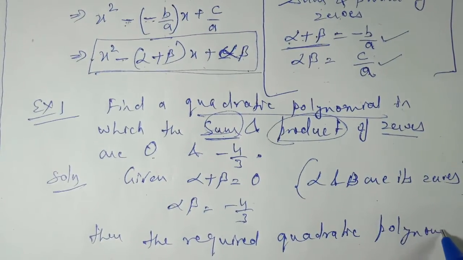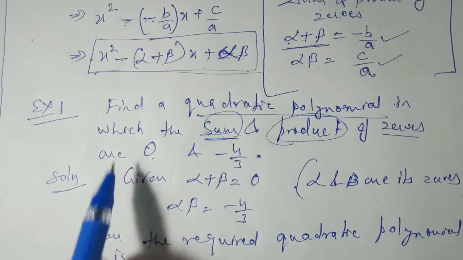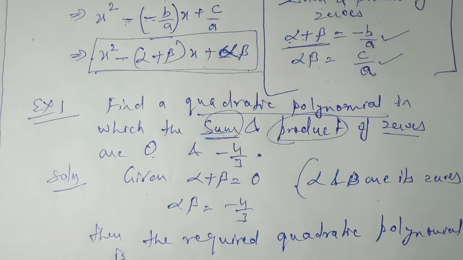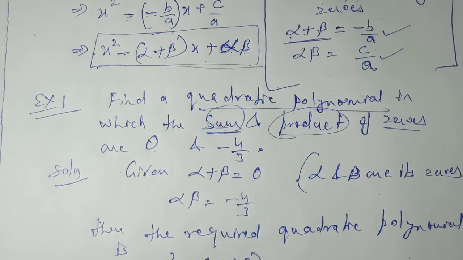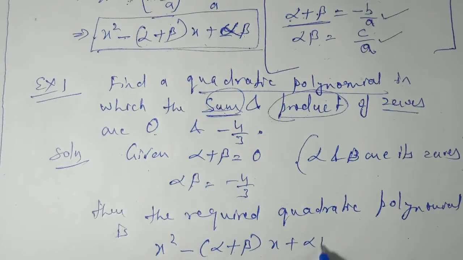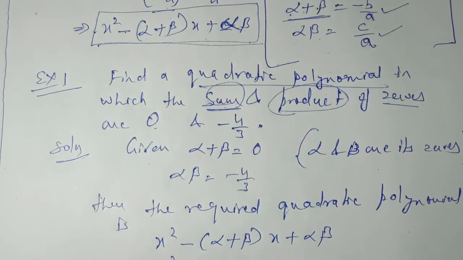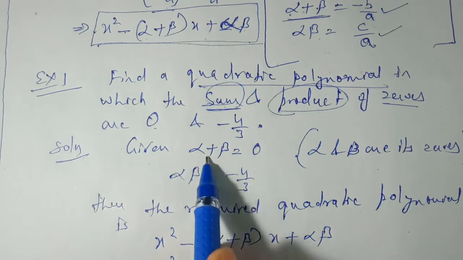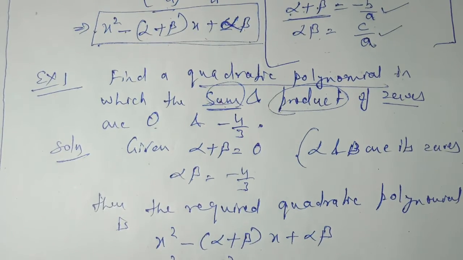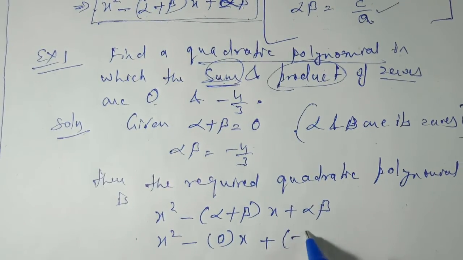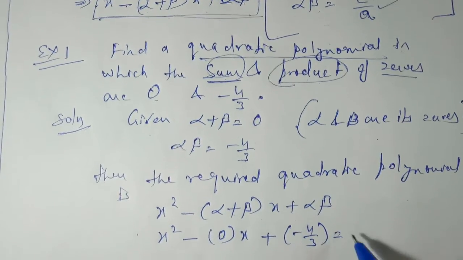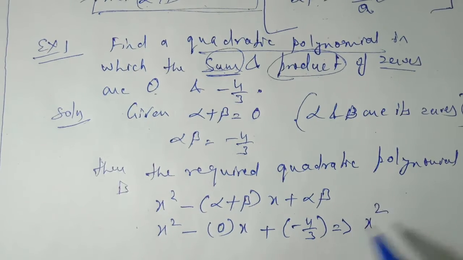polynomial is, now we have to write this condition, and in this condition we're going to substitute the value of alpha plus beta and alpha into beta. So this will be x square minus alpha plus beta. In place of alpha plus beta we have to write the value 0, into x, plus alpha into beta we have minus 4 by 3. Let us do the basic calculation.